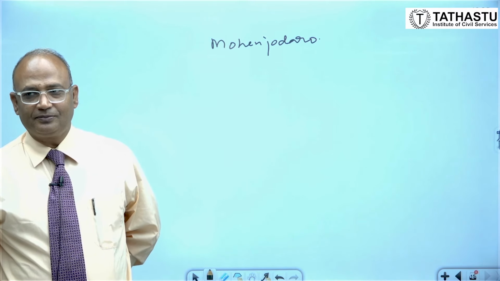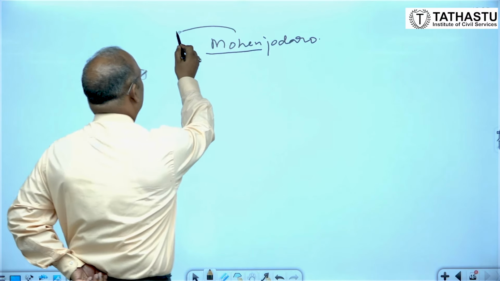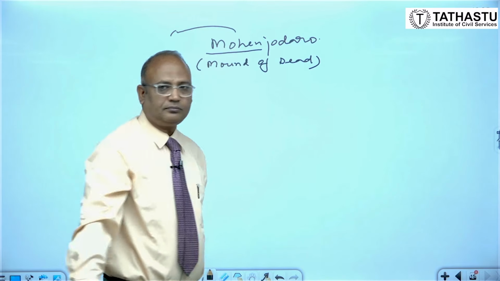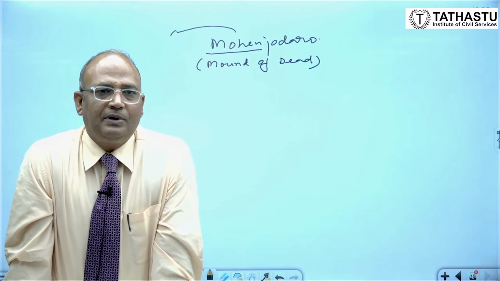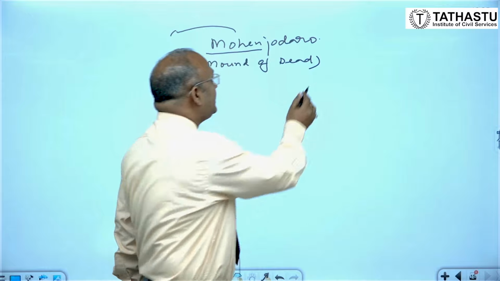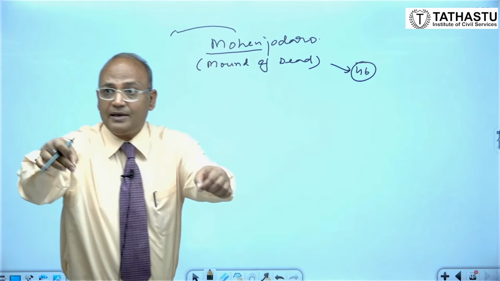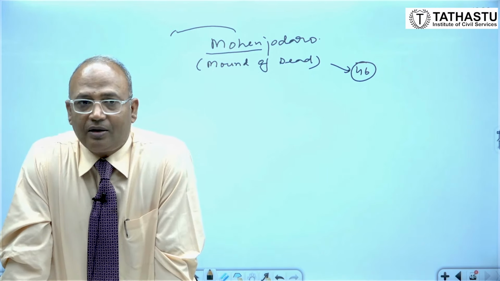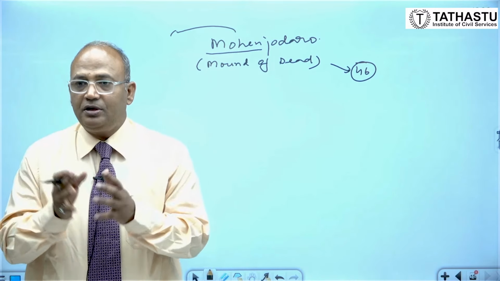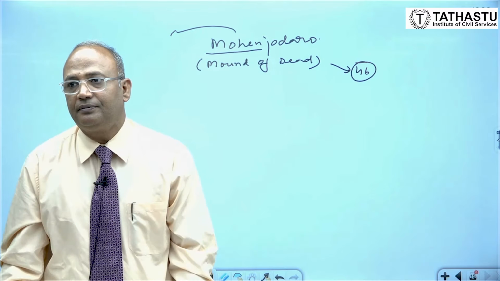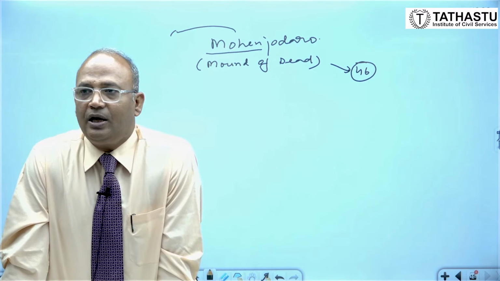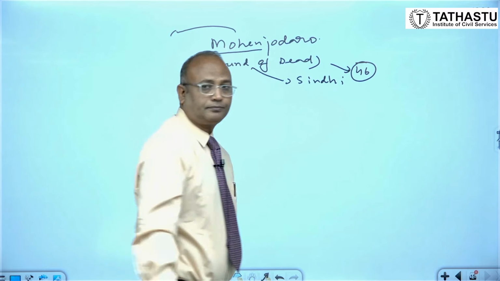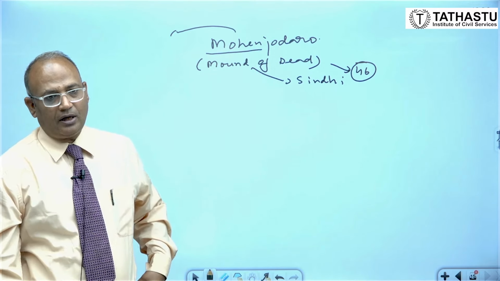Mohenjo-daro literally means mound of the dead. Actually, from this site, we have discovered 46 human skeletons at one place. It is a big question for archaeologists. What happened? Did they die naturally or for some other reason? Archaeologists were saying that they had been massacred, they had been killed. That's why this site is known as Mound of the Dead. In the Sindhi language. Write down river.